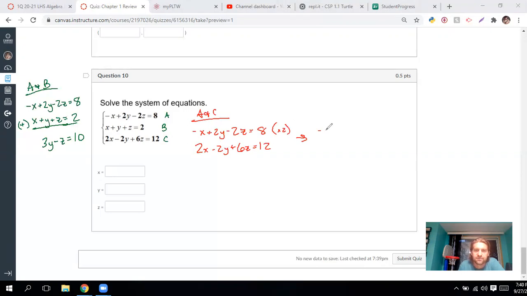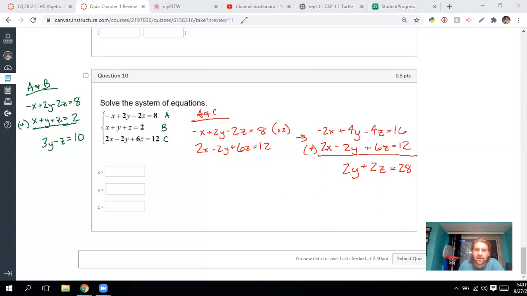So we would get -2x plus 4y minus 4z equals 16. And the bottom we didn't change, 2x minus 2y plus 6z equals 12. So when we add these together, x's go away, 4y plus -2y is just 2y. -4z plus 6z is 2z. I probably said 2z instead of 6z earlier, but we get 2z. And then 16 plus 12 is 28.